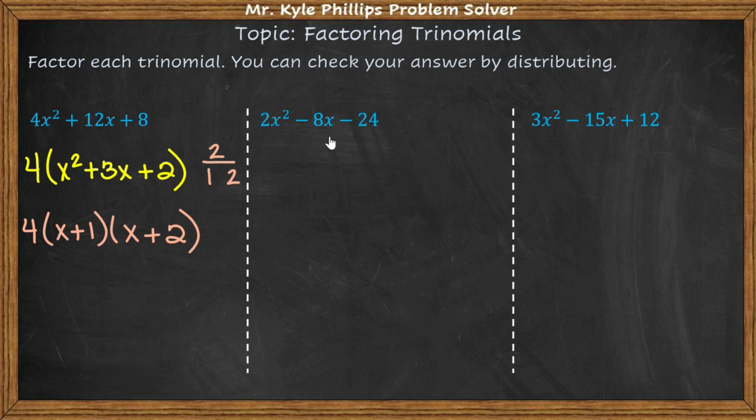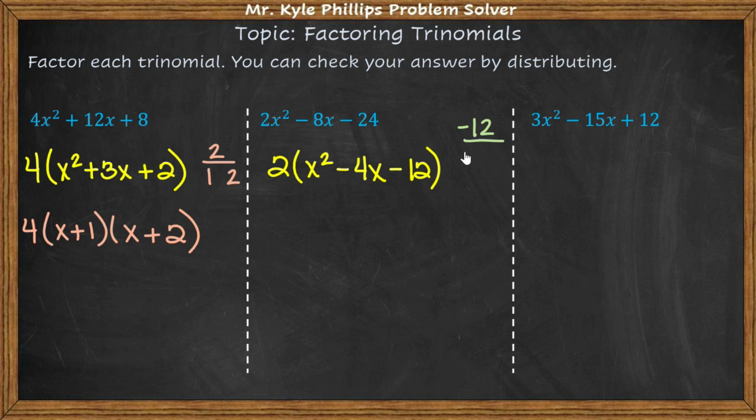Now let's look at the one in the middle. You must do GCF before you try to factor the trinomial. So here I'm looking for 2, because 2 is the largest number that can go into all three. That leaves me with x squared minus 4x minus 12. Now look at the last number. The last number here is negative 12.